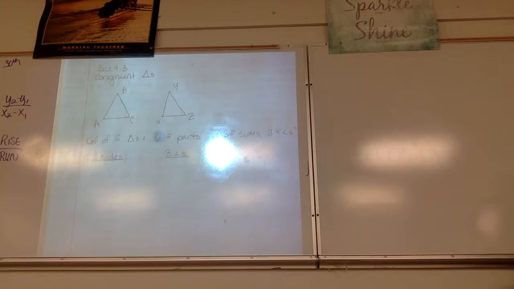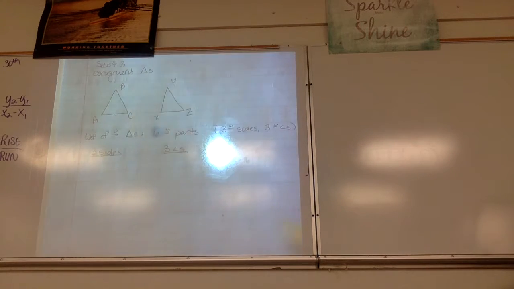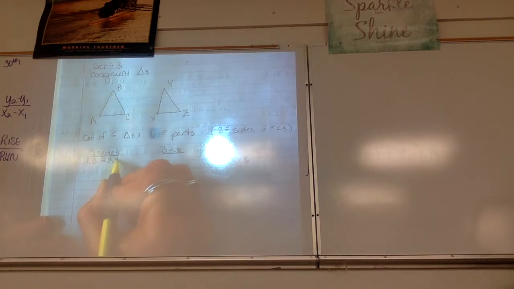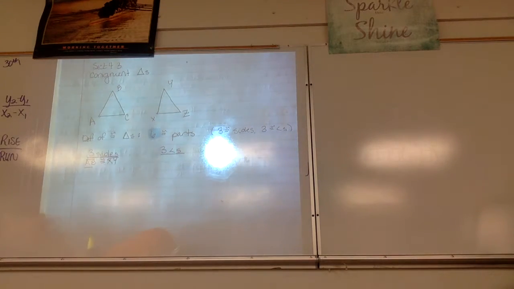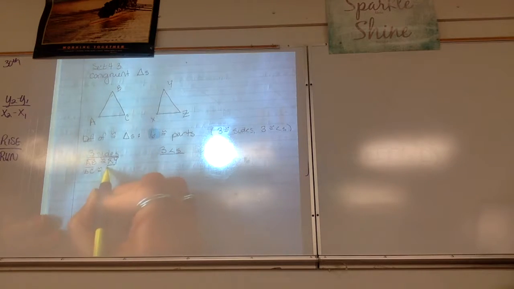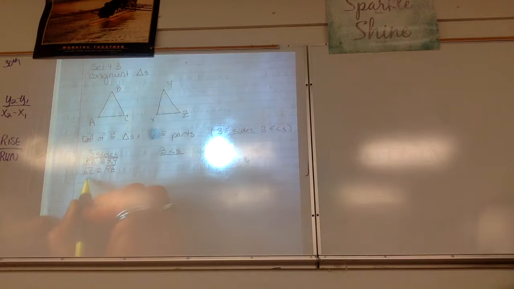So 3 sides, I want you to make sure you understand what it is that I'm labeling here, and then I want you to label it the same. So segment AB is congruent to segment what? What would be its corresponding side? Good. Next one, segment BC. What would be its corresponding side? YZ. And the last side, AC.